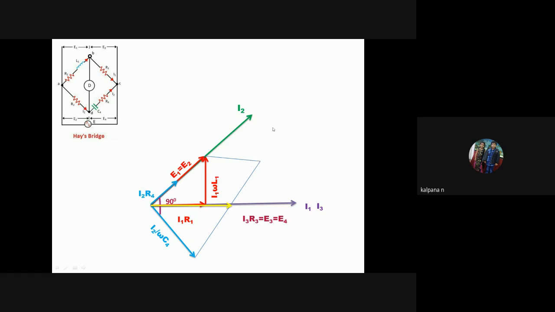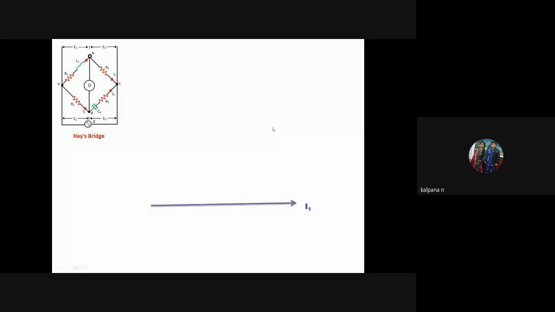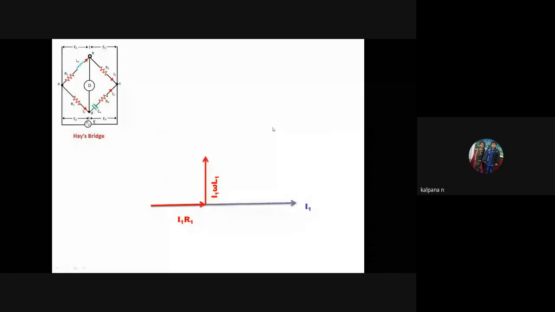Understand? Once again, first we have drawn I1, and next I1 R1. Next I1 omega L1. Next, I1 R1 plus I1 omega L1 is E1. Okay, next the bridge is balanced.